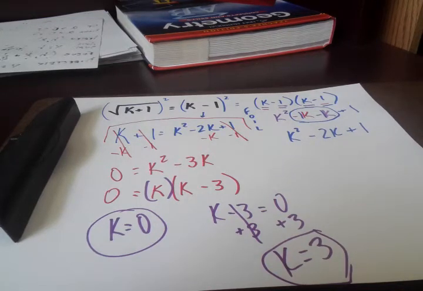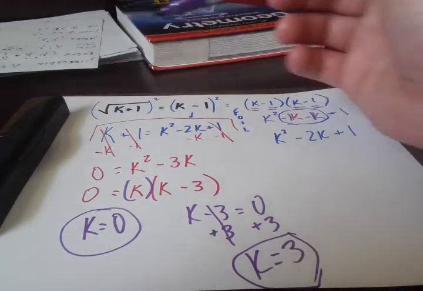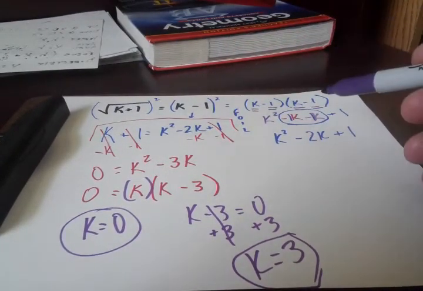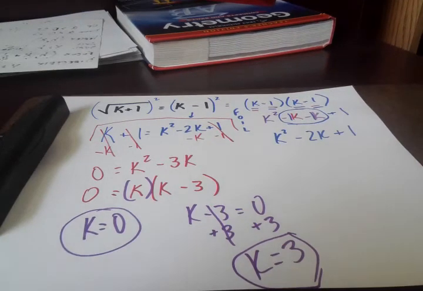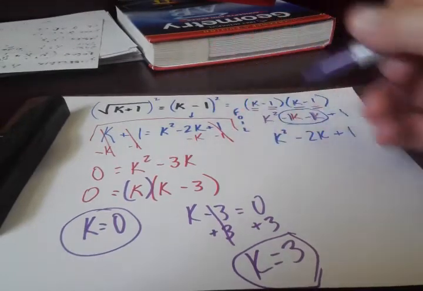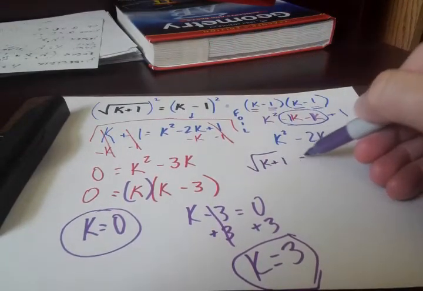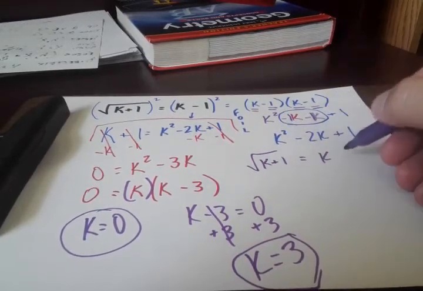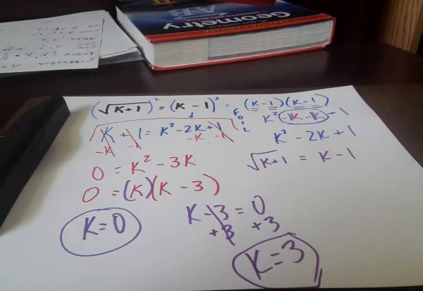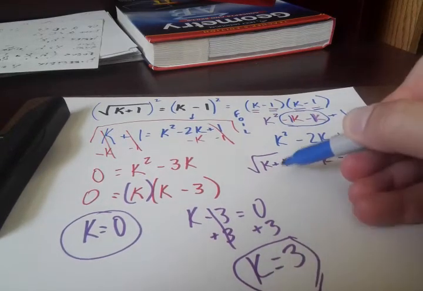Okay, so the last thing we need to do then is check our answers. We got to check our answers because the radical symbol changes some things. We'll check by plugging our answers into our original equation up here. So I'm going to rewrite it like this: radical k plus 1 equals k minus 1. All right, so if we plug a 3 in, 3 plus 1 is 4.